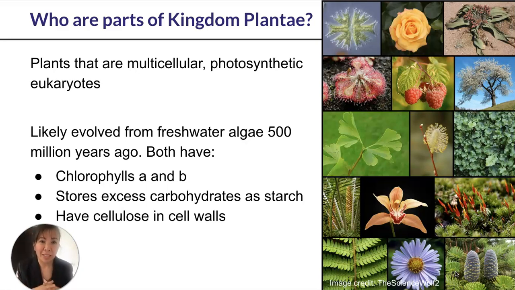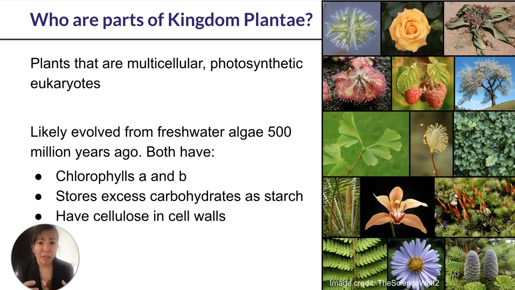Originally we thought that plants possibly evolved from a photosynthetic eukaryote, more along the lines of an algae. It's been theorized that plants likely evolved from a freshwater algae around 500 million years ago. Some of the support for why we think this is that they both have chlorophyll a and b. If you recall from when we looked at energy of life and photosynthesis, those chlorophylls are where we have the pigmentation that can harness the sun's energy and convert it into food for the plants. So they both have chlorophyll.